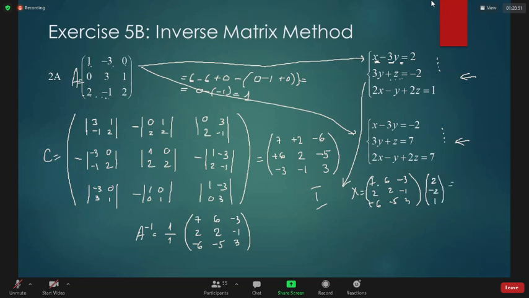And that would be 2 times 7 is 14, minus 6 times 2 is minus 12, and minus 3 times 1, minus 3. Second row, 2 times 2, 4, minus 2 times 2, 0, and minus 1. So 4 minus 1. And finally, 2 times minus 6 is minus 12, minus 5 times minus 2 is plus 10, and 3 times 1 is 3.